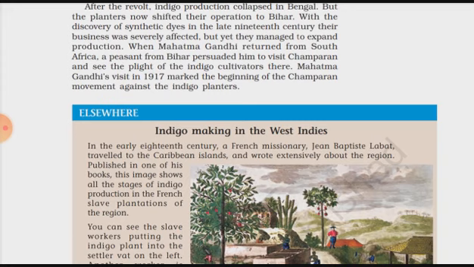Then Mahatma Gandhi's visit in 1917 marked the beginning of the Champaran movement against the indigo planters. You might have heard about this Champaran movement, initiated by Mahatma Gandhi in Bihar, mainly in the Champaran district, against the indigo plantation. This is all about what they have given here.